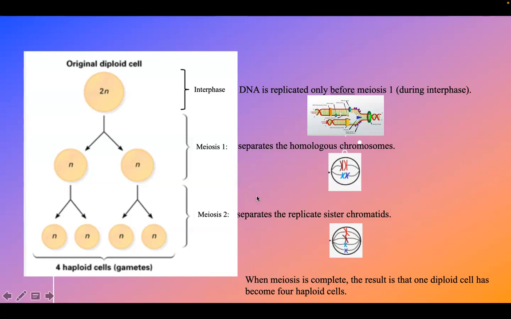Meiosis 2, the main goal is to separate the replicate sister chromatids. So these are replicate chromatids of these chromosomes, and each chromatid is now being pulled to opposite sides of the cell. When meiosis is complete, the result is that one diploid cell has become 4 haploid cells. Has produced 4 haploid cells is probably a better way to say that.